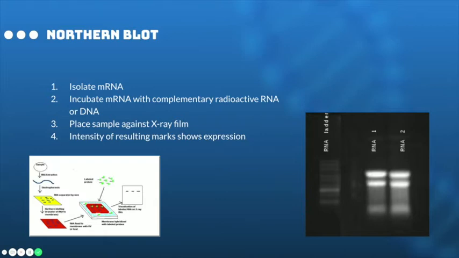The probes bind to the gene of interest, and when later exposed to X-ray film, the radioactivity makes marks on it. The intensity of the marks is directly correlated with the level of expression of the gene. A more intense mark will indicate that the gene is heavily expressed. However, Northern blot can only test a few genes at a time, and it requires that the researchers know the exact sequence of the gene in question, so they can make complementary probes. SAGE, another technique, bypasses some of these restrictions.